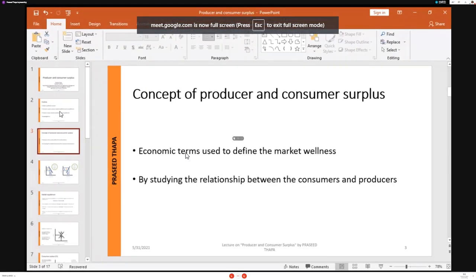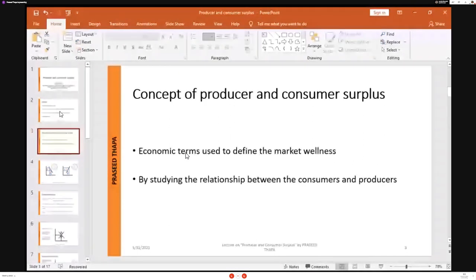So basically this consumer surplus and producer surplus concept is an economic term, and it is just trying to define your market wellness. Okay, I will just explain in a minute, and then I will give you a chance to ask.